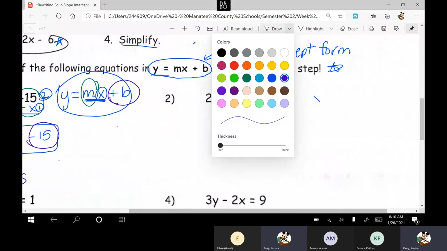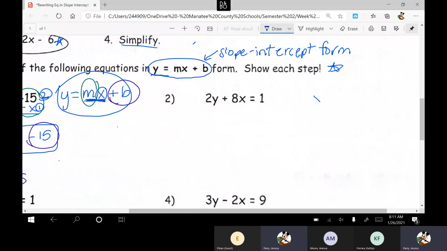Number 2, we have 2y plus 8x equals 1. Our goal is to get the variable y all by itself. So first is subtract the term with the x. Which one has the x, the 2y or the 8x?